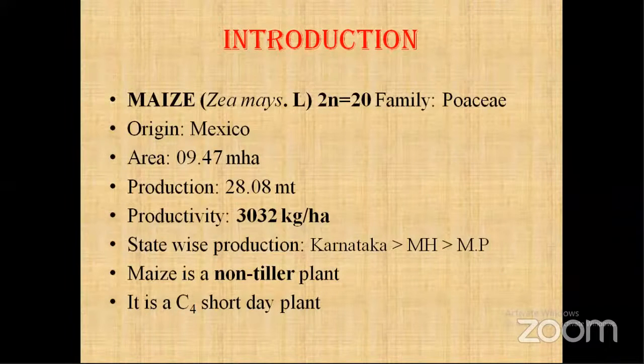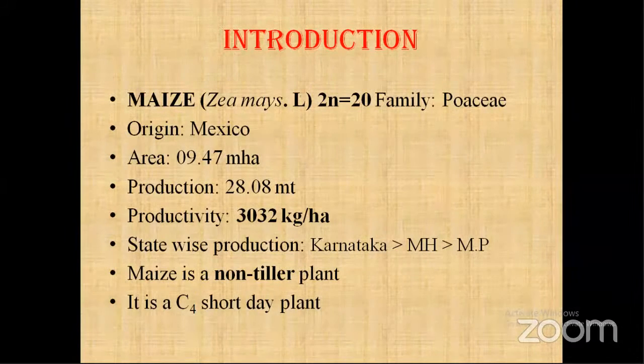First, the introduction: maize, scientific name Zea mays, chromosome number 2n equal to 20. Maize belongs to family Poaceae, and its origin is in Mexico. In India it is cultivated on 9.47 million hectares, production is 28.08 million tons, and productivity is 3032 kg per hectare, that means around 3 tons per hectare.